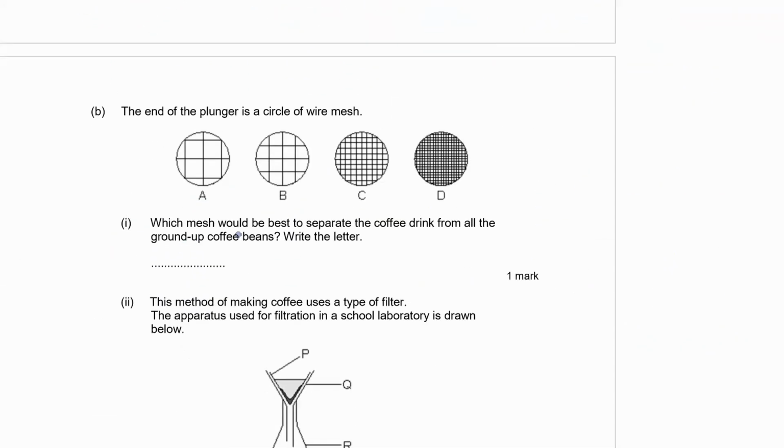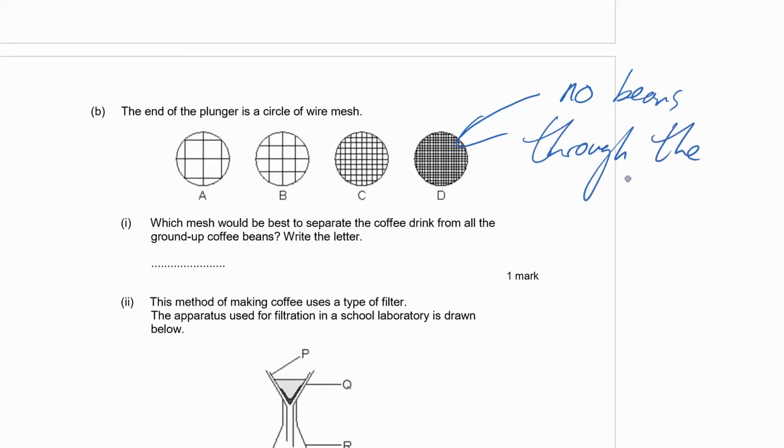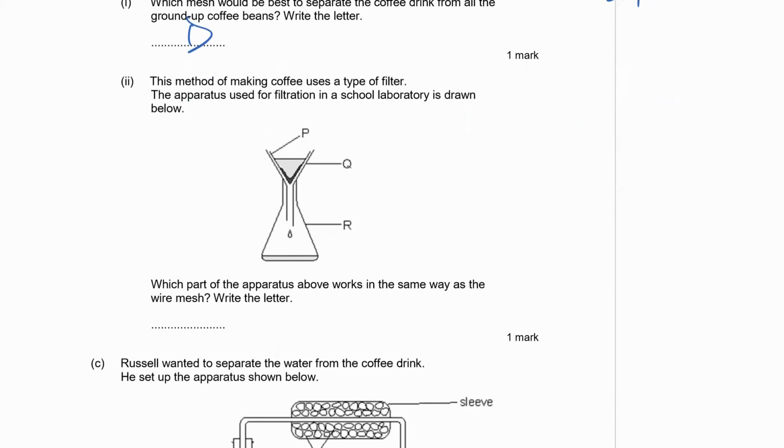Next question, which mesh would be used best to separate the coffee from all of the ground up coffee beans? So you want quite a fine mesh, since you don't want any of the beans to be able to go through the mesh. No beans through the mesh. So this one is going to be D.